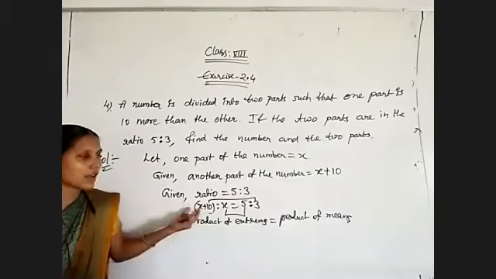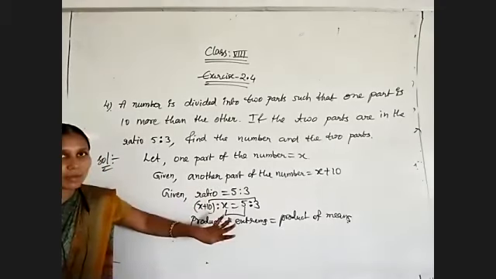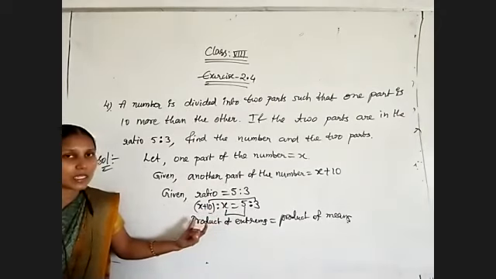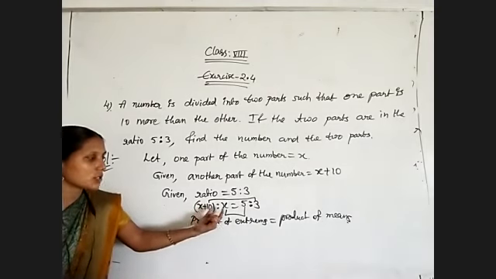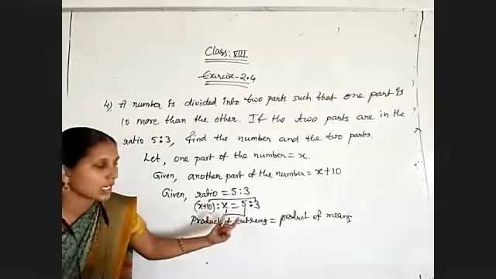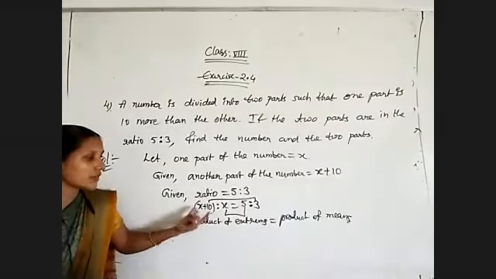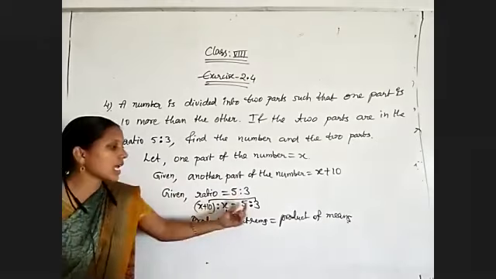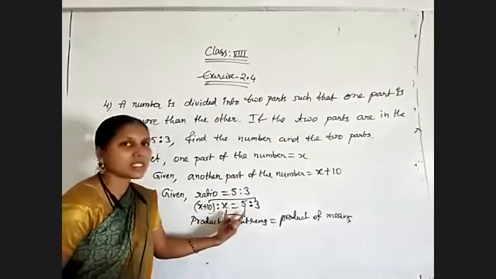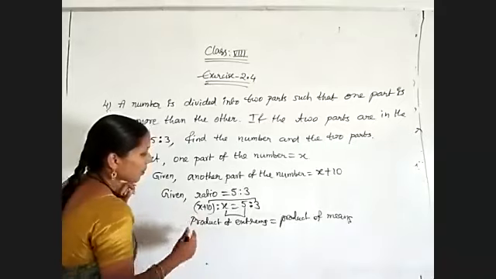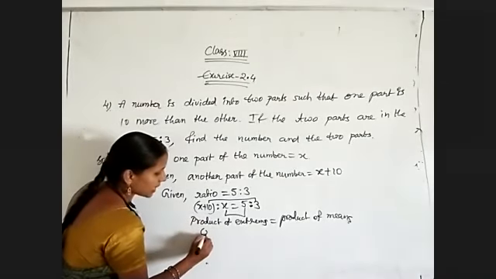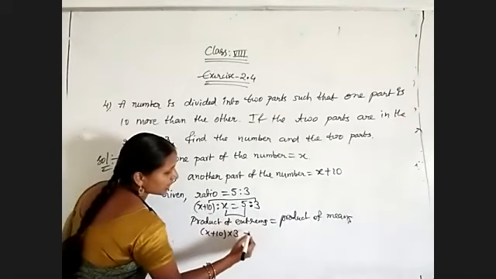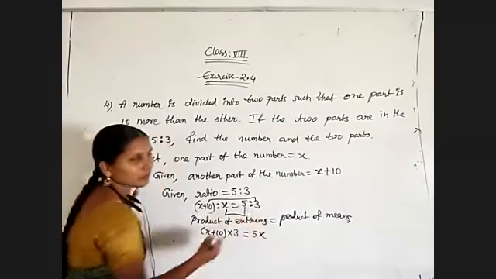Extremes are nothing but the first term and fourth term. A total of 4 terms will be there in a proportion. Since two ratios are equal, they are said to be in proportion. Here x plus 10 is to x is one ratio, 5:3 is another ratio. These two are equal, that's why they are in proportion. So product of extremes is equal to product of means. Now the product of extremes is x plus 10 into 3, equal to the product of means, that is 5 into x.